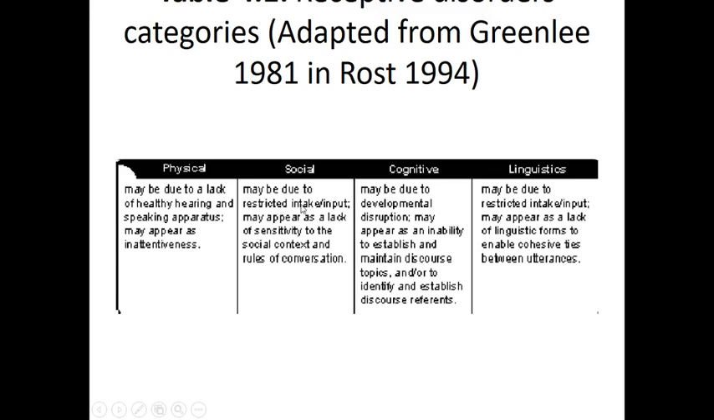So that may be restricted intake. They don't attend to the social situation, or the input is also less. Then the cognitive may be due to developmental disruption, and may appear as an inability to establish and maintain discourse topics, and or to identify and establish discourse reference. So these are cognitive problems in children, alongside social and physical problems.